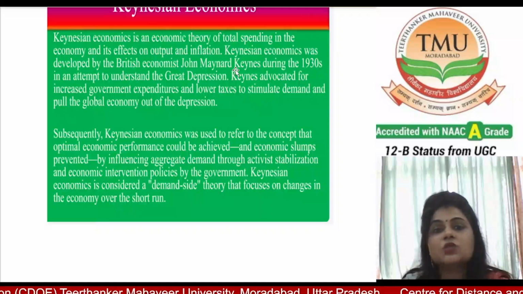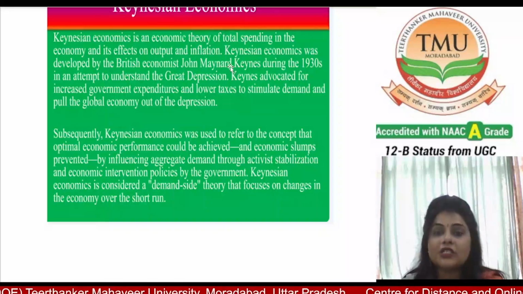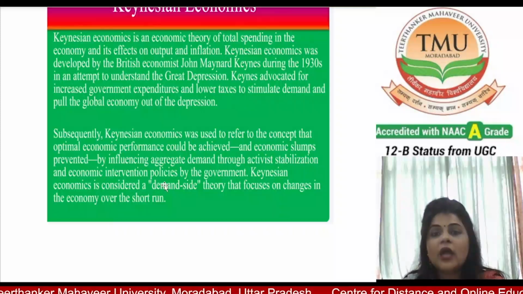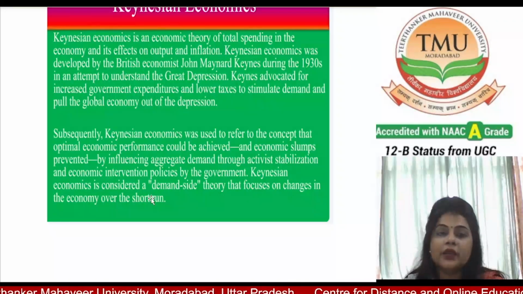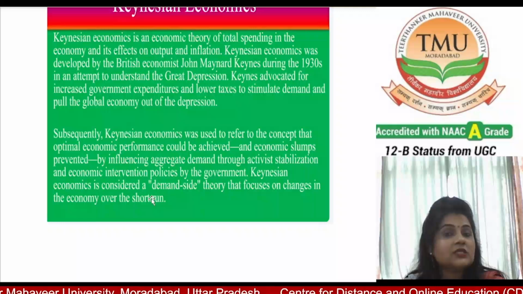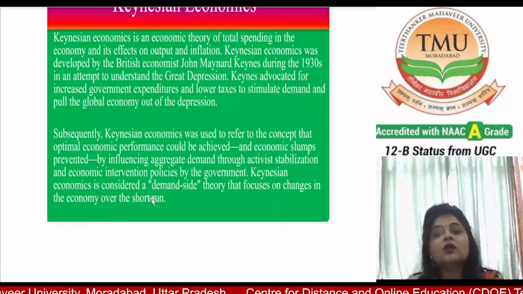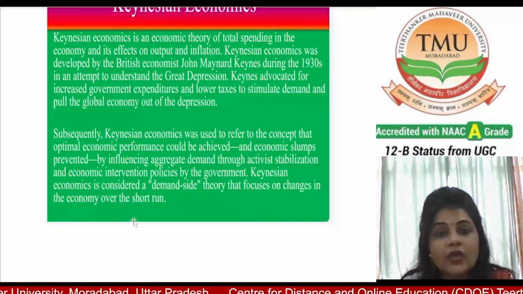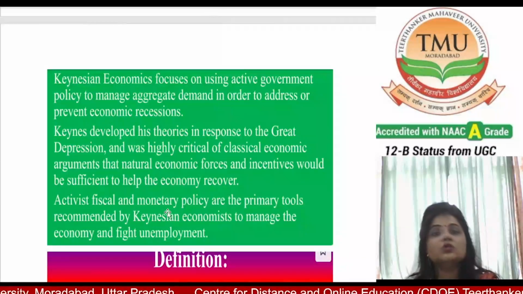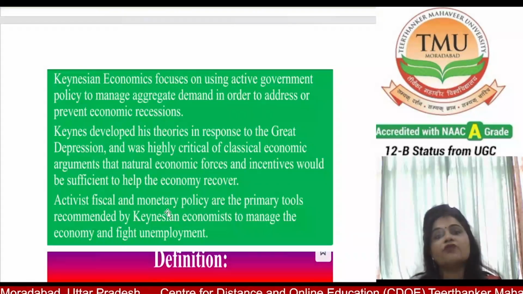Subsequently, Keynesian economics was used to refer to the concept that optimal economic performance could be achieved and economic slumps prevented by influencing aggregate demand through activist stabilization and economic interventions and policies by the government. Keynesian economics is considered demand side. It also focuses on the effective demand theory, which focuses on changes in the economy over the short run. So, Keynesian economics focuses on using active government policy to manage aggregate demand in order to address or prevent economic recession.